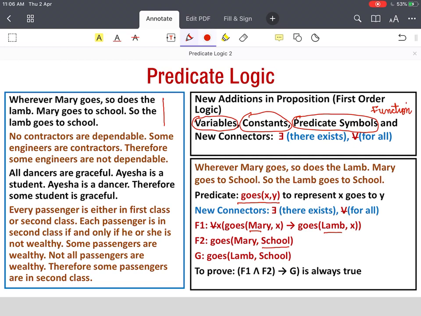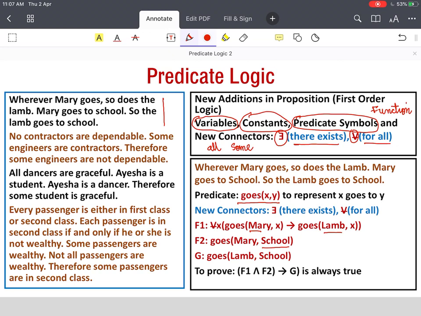In addition, we identified from the examples that we needed to talk about all and some. So we introduced two new quantifiers or connectors. These are called quantifiers. The first is called the there exists quantifier. The second was called the for all quantifier. And based on that, we solved all these four examples on this side of the screen.